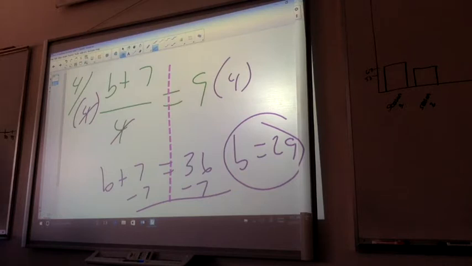So next, what I need you to do is please pass forward your homework. It can just be the front page. If you have everything already stapled, great, but if you don't, you can just hand forward the front page. Make sure your name is on it.